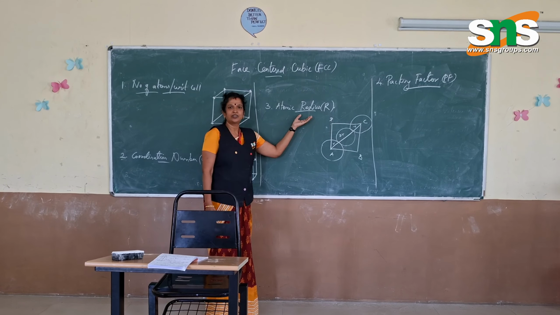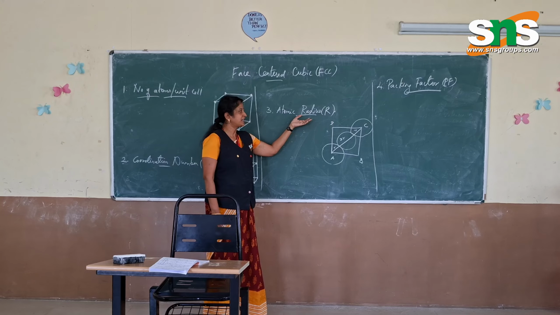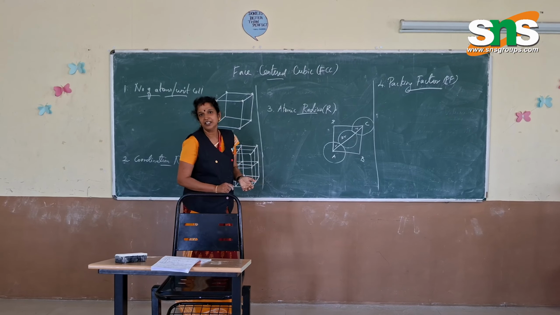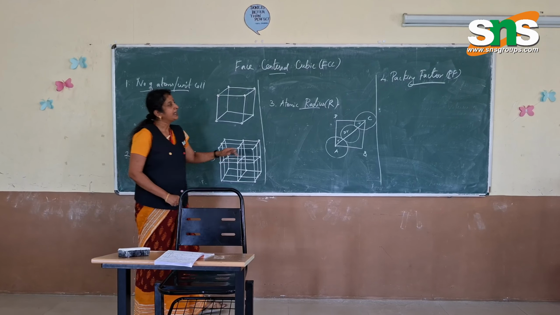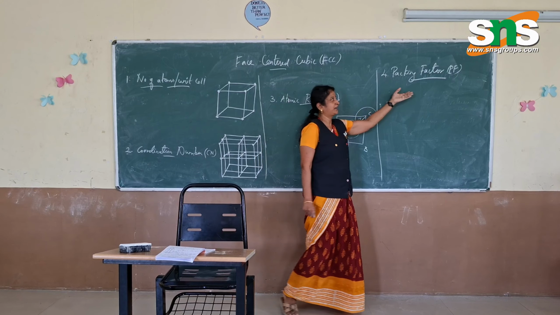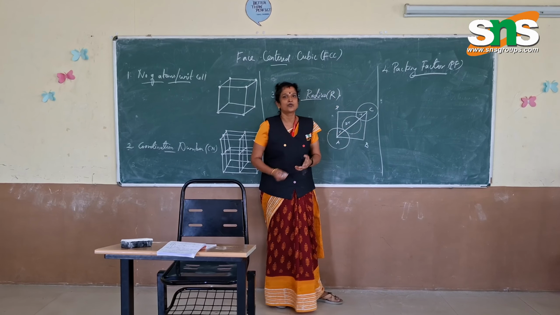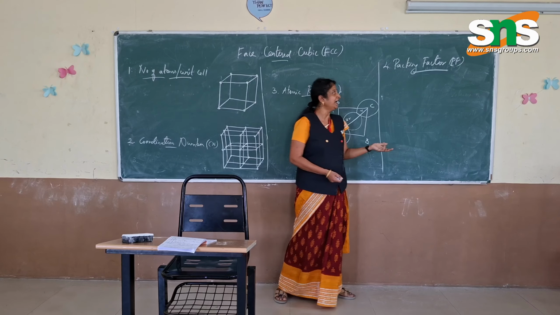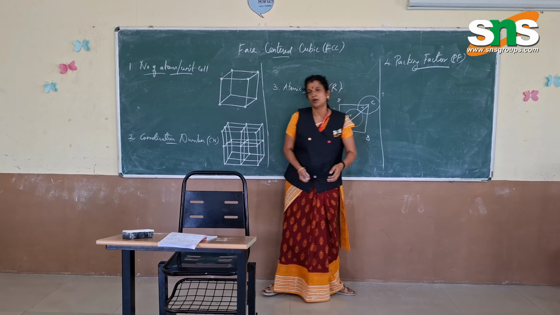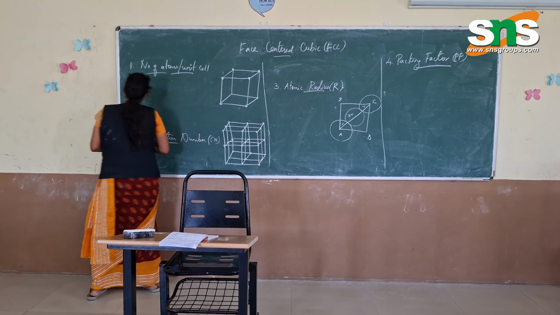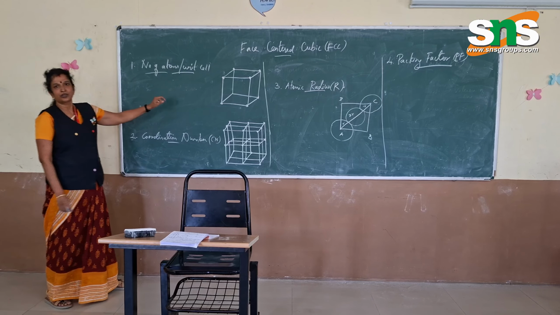And then we have to find out the atomic radius R. That is nothing but half the distance between the two nearest neighboring atoms. And then we can calculate the packing factor, that is, how much percentage of the unit cell is filled and how much will be empty, by using the formula. So let's see these parameters for a face-centered cubic.